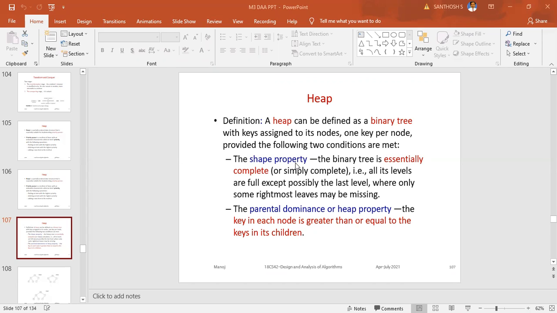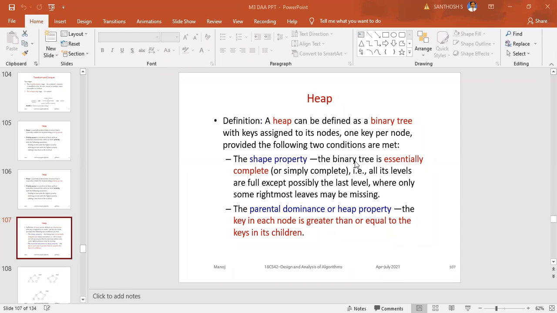The first one is the shape property. The binary tree is essentially complete. That is, all its levels are full except possibly the last level. So understand carefully, the shape property: the binary tree is complete, that is, all its levels are full.